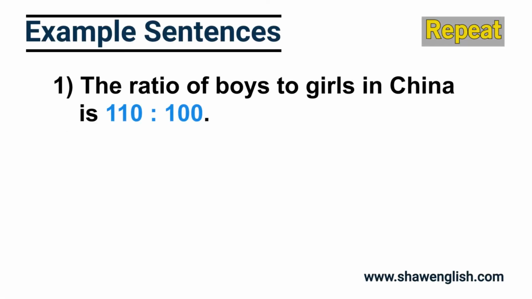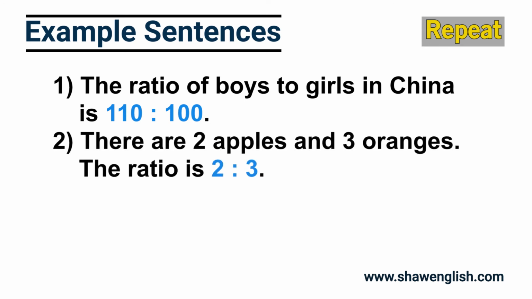All right, let's look at the first ratio example. The ratio of boys to girls in China is 110 to 100. The next example. There are 2 apples and 3 oranges. The ratio is 2 to 3.